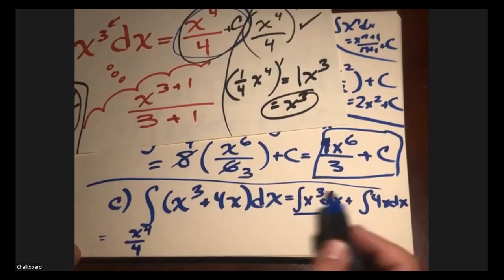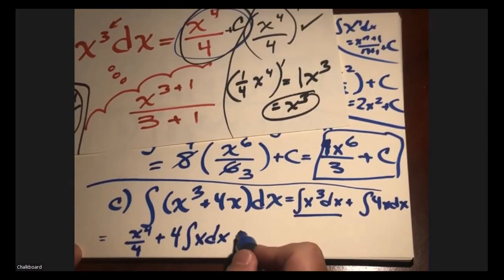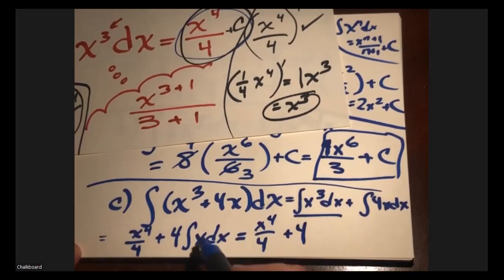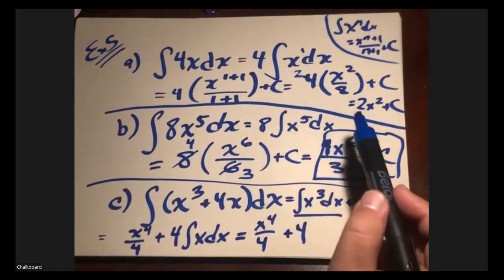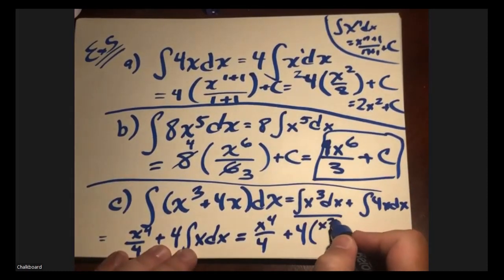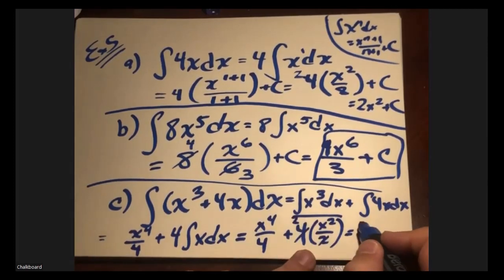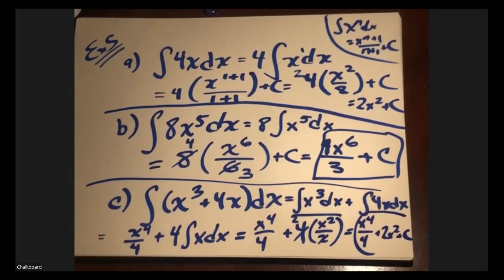Next, what is the integral of this one? I'm going to make this a 4 first. 4 integral x dx. And now I'm going to copy x to the 4 over 4. And now plus 4 times, what is the integral of x? We did that already. It's up here. It's x squared over 2. So we'll put x squared over 2 there. And then this simplifies also. So your solution is x to the 4 over 4 plus 2x squared plus c. I barely got that in there, but that's it. There you have it.